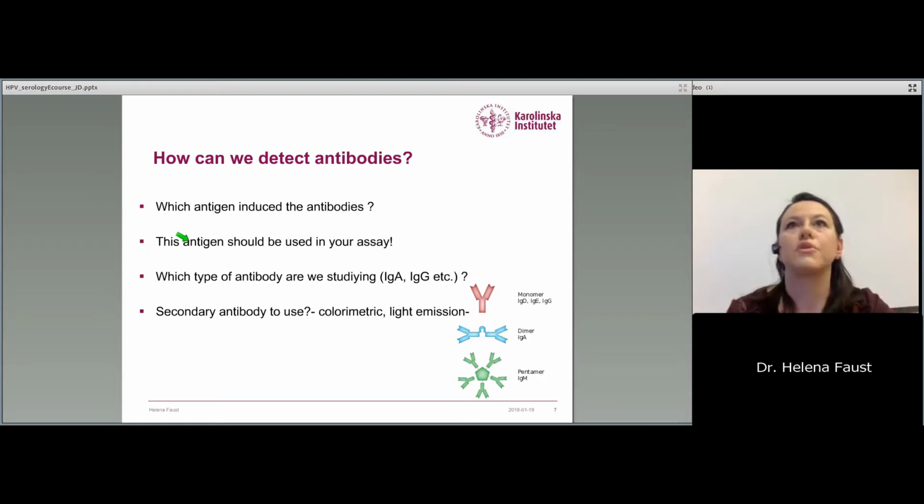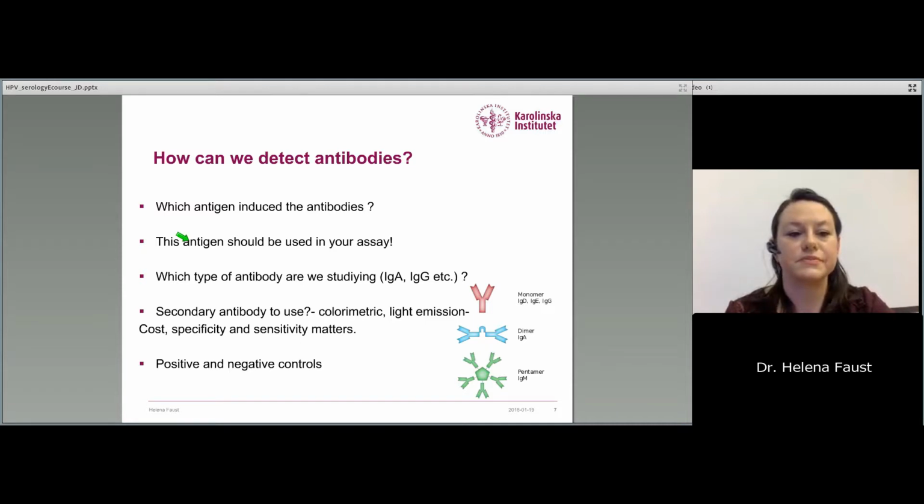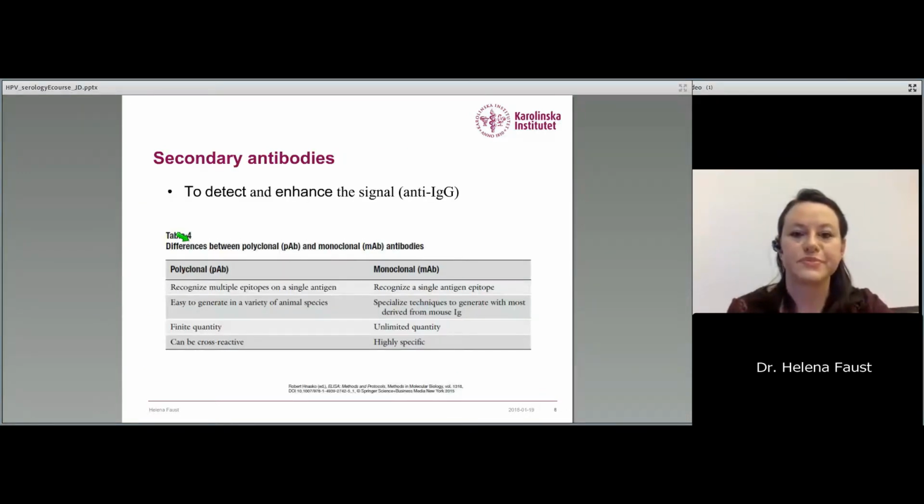And then we have to think how to make it measurable, meaning what kind of secondary antibody to use. It can be colorimetric, light emission. Then you always have to consider cost, and specificity and sensitivity matter. And of course, if you make a new test, you always have to have positive and negative controls.